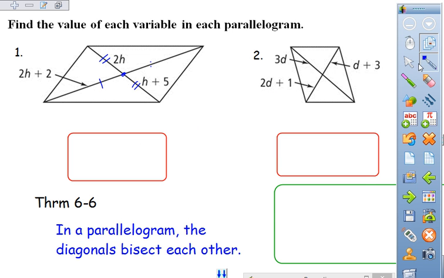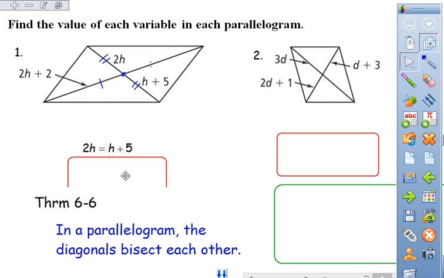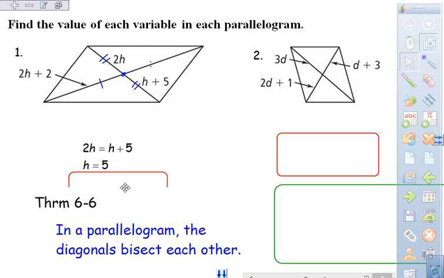So our equation is 2h equals h plus 5. So now we need to solve that. We need to get our letters together, so we're going to subtract h from both sides. And then we have 5 by itself. 2 minus 1h is h. And we don't need to do anything with this segment over here because that's an h also, and we already figured that h was 5.